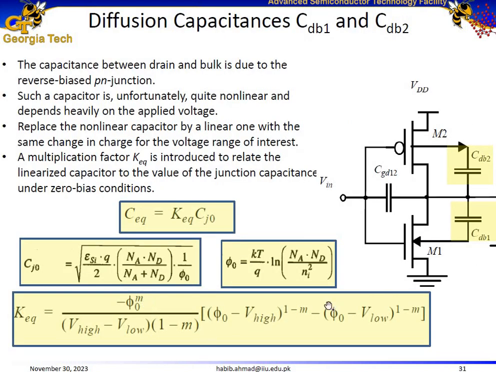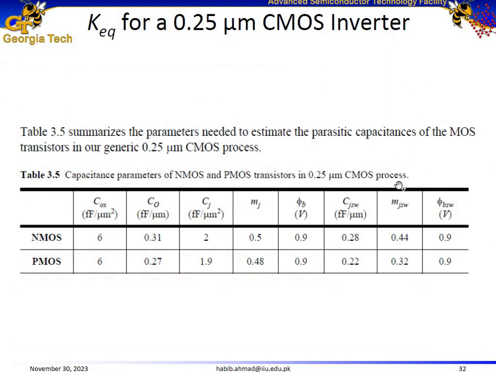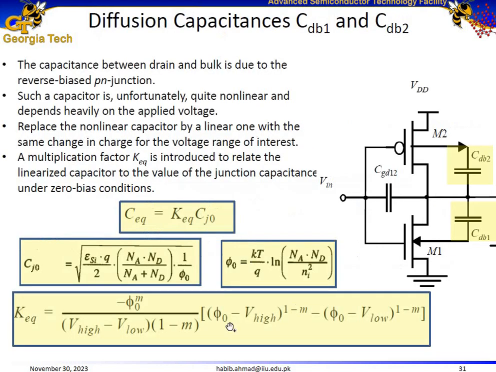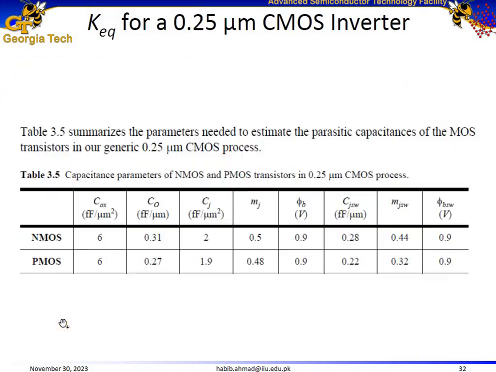Similarly, the parameter M, its values for 0.25 micrometer CMOS technology, is also given for the bottom plate and for the sidewall capacitances as well. So we already know the values of phi and M from the table, and if we know whether we have a low to high or high to low transition for either the NMOS or PMOS, we can easily calculate the value of K equivalent.